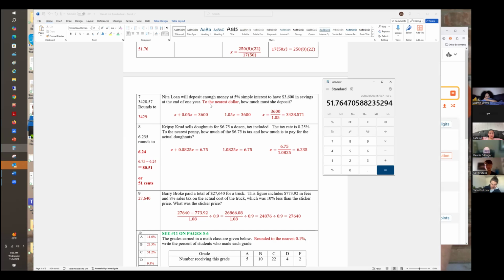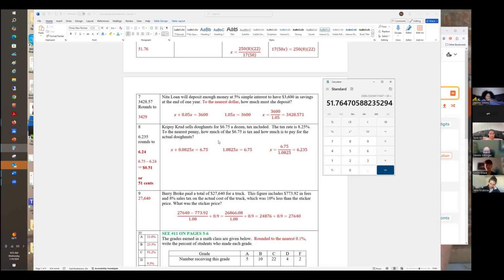Why? It says right there, to the nearest dollar. And I know I'm being all animated here. I'm not angry. I'm just trying to tell you, you got to read it, work it, read it again, and pay attention to the rounding instructions if there are any. So yeah, if you put 3428.57, I marked it wrong. This will get your attention, I hope, this time.